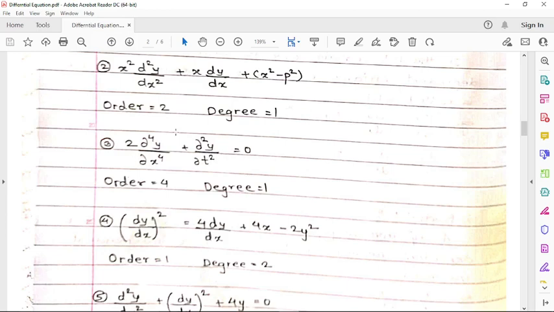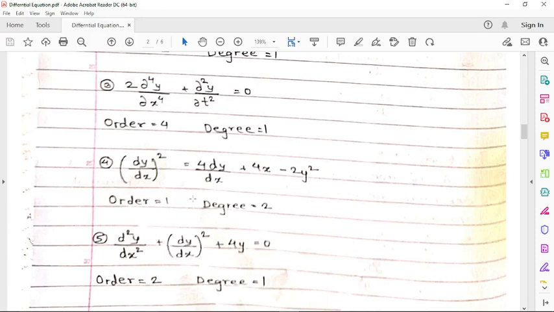So what is the order? Two terms are present. The highest order derivative is 4, and 4 is the order of the differential equation itself. And what is the degree? The degree is 1 here again, because nothing is written, so 1 is implicit. Then equation number 4: d square y by dx square raised to 2 is equal to 4 dy by dx plus 4x minus 2y square. Okay, so first we have to find the order. Two terms are present, dy by dx and again dy by dx. So the order is 1 obviously.